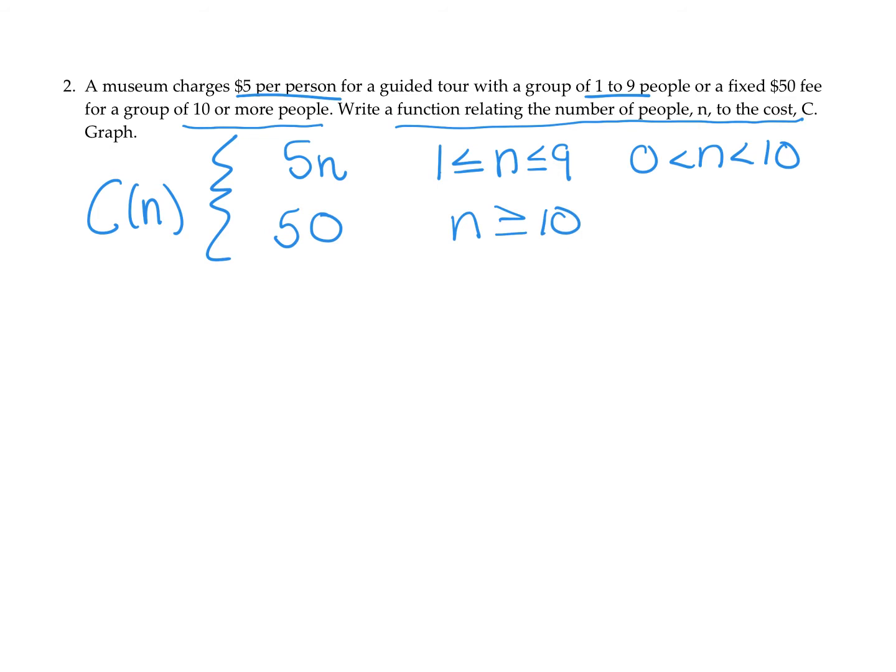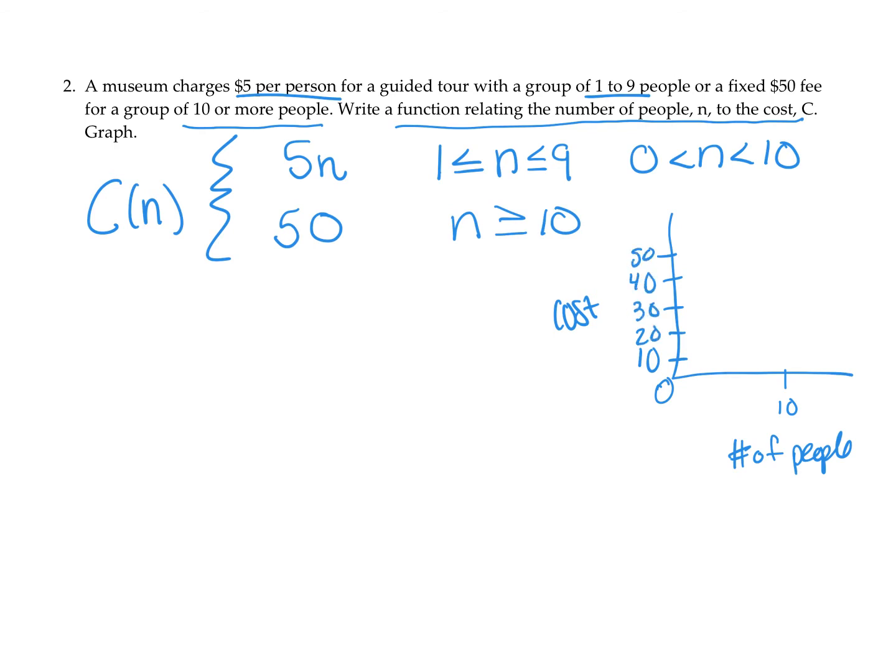All right, it does say it wants us to sketch a little bit of a graph, so I'm going to sketch a graph from 0 to 10, and then 10, 20, 30, 40, 50. This would be number of people, and this would be the cost. So from 0 to 10 would cost $50. After that, it stays constant at $50.